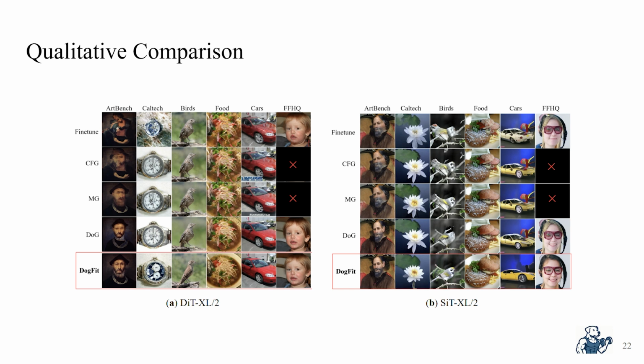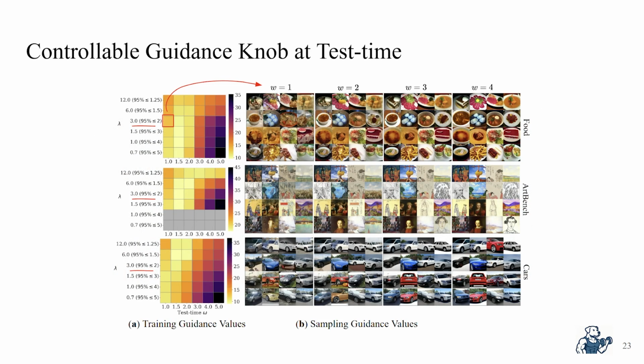Note that FFHQ is an unconditional dataset for which classifier-free guidance does not produce any results, since there is no conditional estimation. However, because of the implicit domain alignment term, domain guidance and DogFit are able to produce guided images in these domains. Importantly, when the model is trained on guidance value conditions, we can sweep the guidance value at inference time and move along the fidelity diversity trade-off. However, overexposing the model to overly large guidance values during the training can break the performance and collapse the model generations.